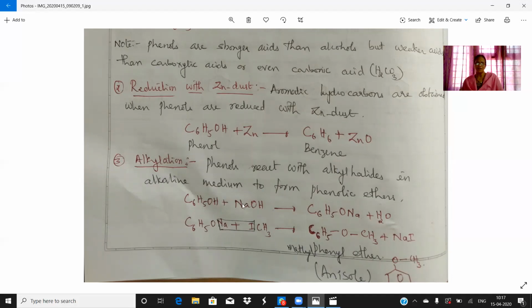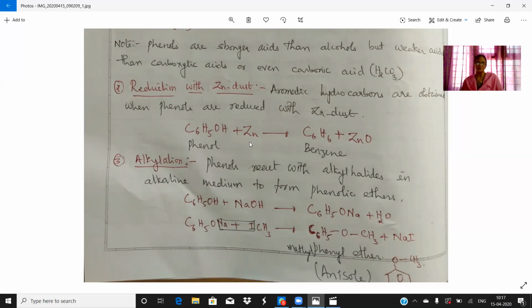This is phenol. When it is treated with sodium hydroxide, we know that it gives sodium phenoxide. This sodium phenoxide, when treated with an RX, alkyl halides, that is methyl iodide, as a specific example we have taken here, we get an ether. Ether, we know ROR. This is the general formula of ether. This is a specific ether. Methyl phenyl ether is the ether obtained here, and this is also known as anisole. Another name of this is anisole.